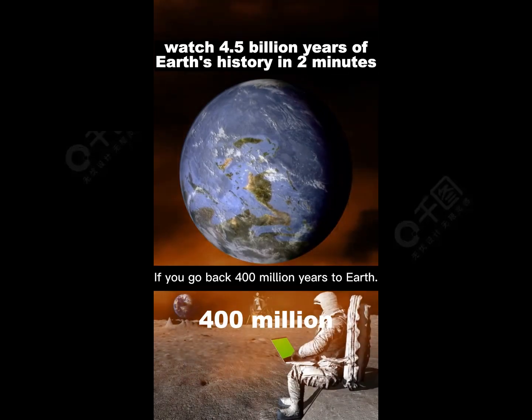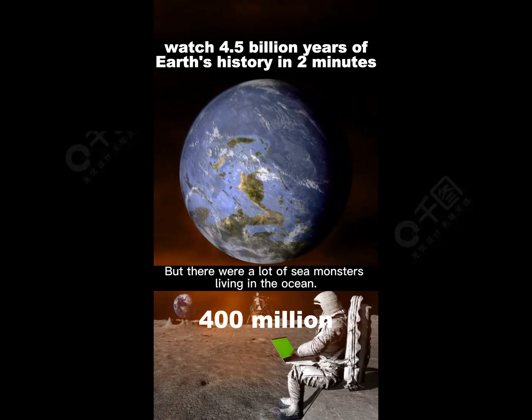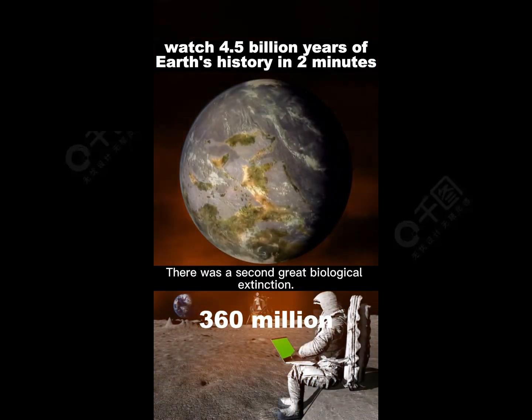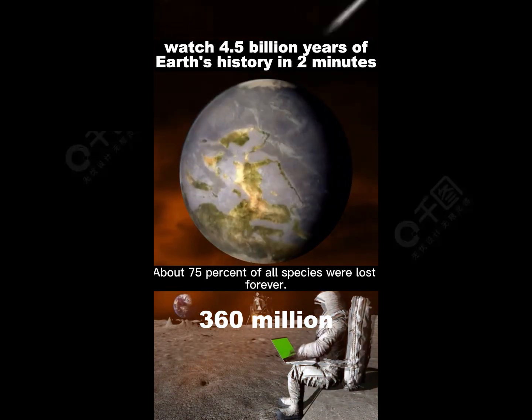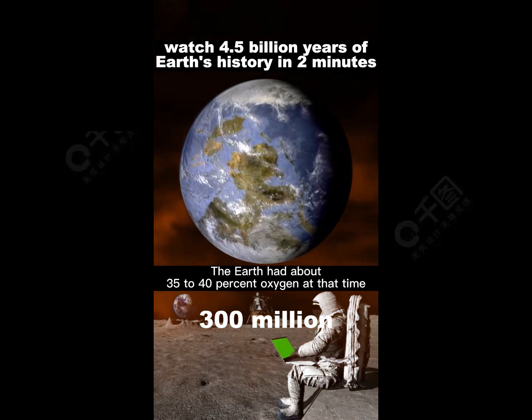If you go back 400 million years to Earth, you might not encounter much danger on land, but there were a lot of sea monsters living in the ocean. 360 million years ago, late in the Devonian period, there was a second great biological extinction. About 75% of all species were lost forever. 300 million years ago, the Earth had about 35 to 40% oxygen at that time.